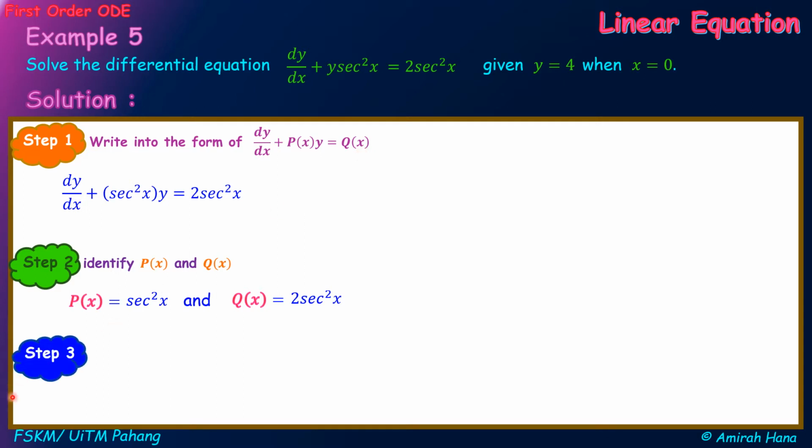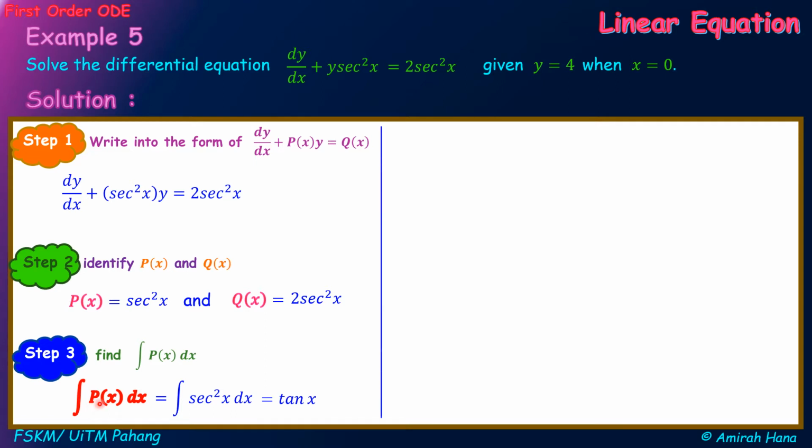After that, we continue with step 3: find the integration of P(x) dx. We replace P(x) with sec²x. From the integration formula, the integration of sec²x dx equals tan x + c. But we don't need to write + c because we have not finished our solution.